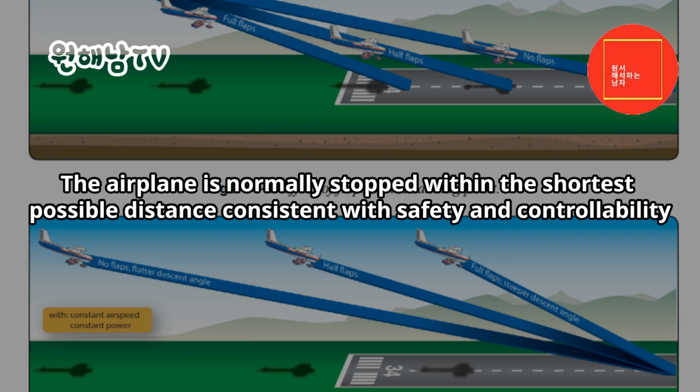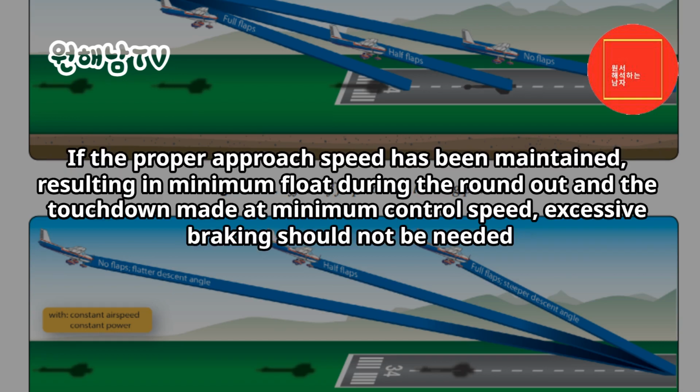The airplane is normally stopped within the shortest possible distance consistent with safety and controllability. If the proper approach speed has been maintained, resulting in minimum float during the round out, and the touchdown made at minimum control speed, excessive braking should not be needed.